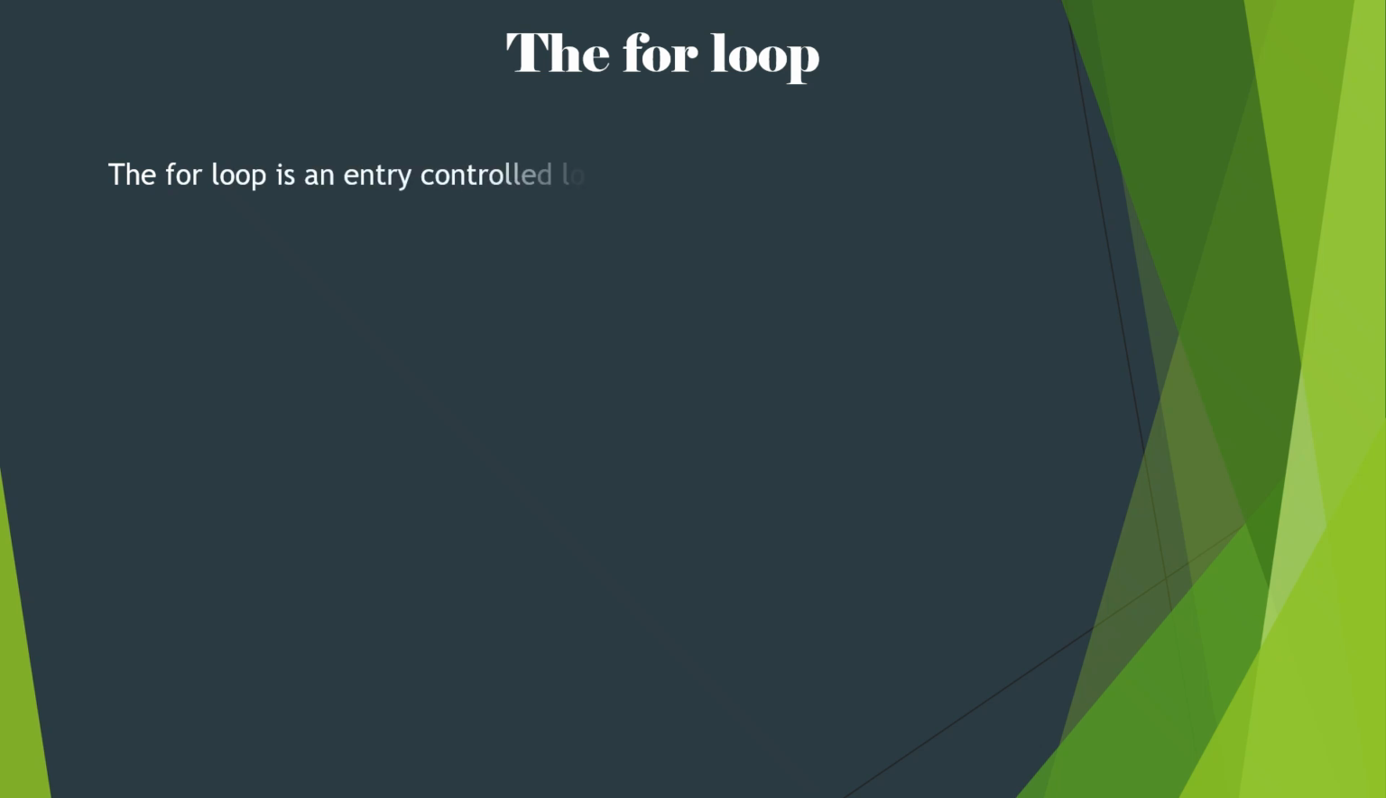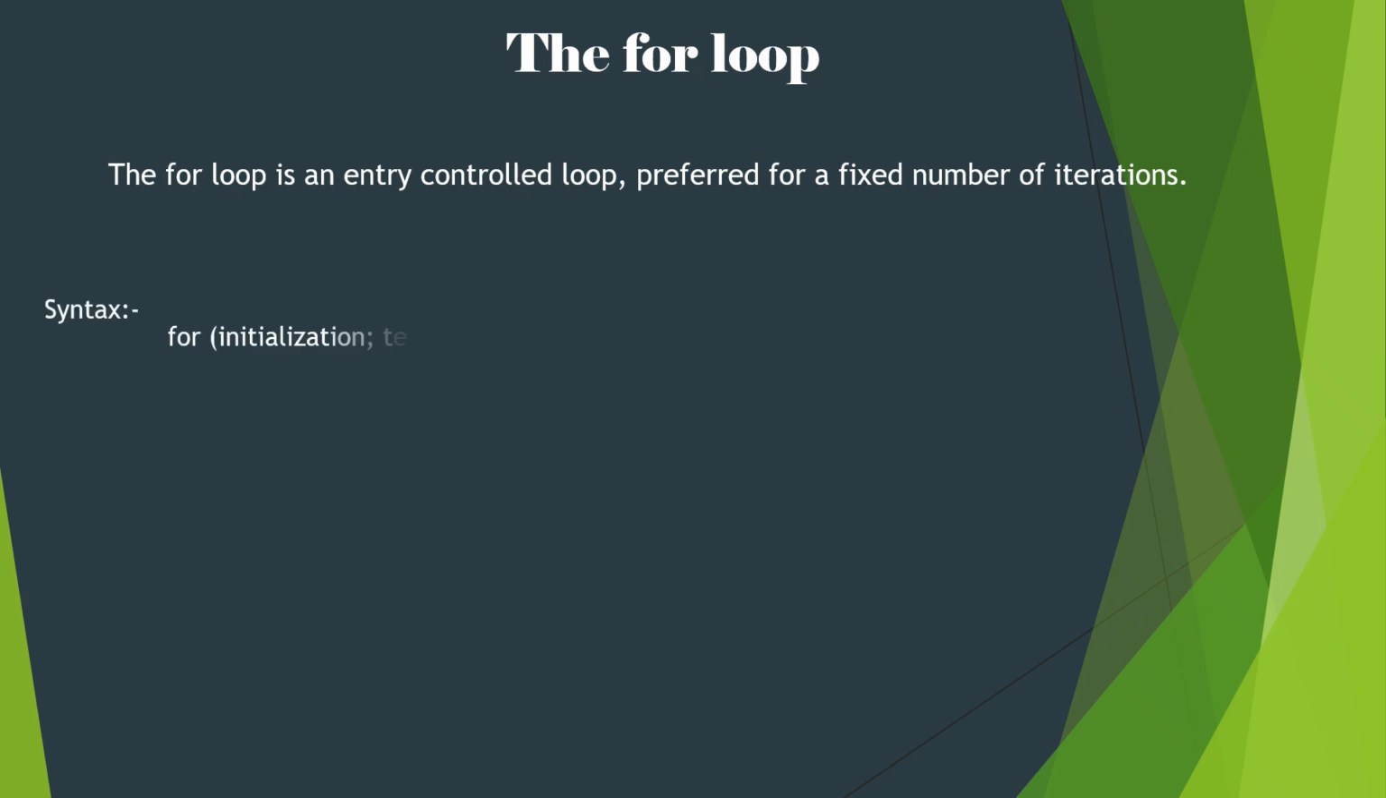The for loop is an entry control loop preferred for a fixed number of iterations. It means whenever we know well in advance how many times the repetition is required, we prefer the for loop. Syntax: for initialization, test condition, update expression, body of the loop. Here initialization gives the starting value of the loop. Test condition decides whether the loop will be executed or not. If the condition is true, then only the body of the loop will execute.